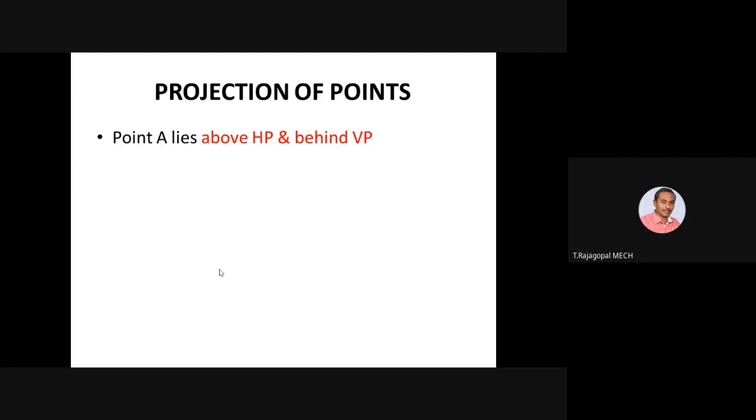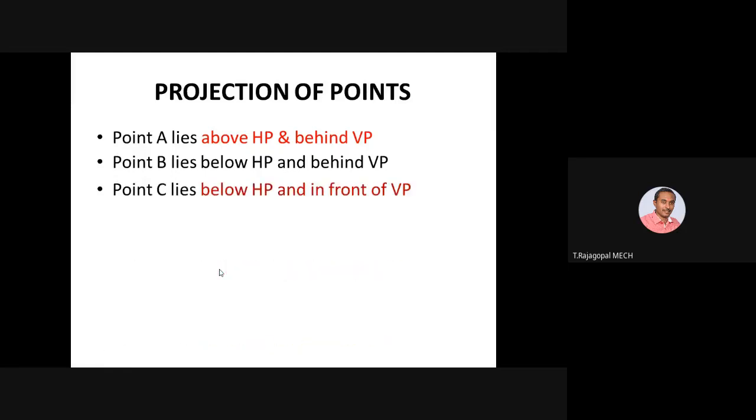So the point A lies above HP and behind VP. You can imagine above HP, there are two options: maybe in front of VP or behind VP. If it is behind VP, it means second quadrant. Then point B lies below HP but behind VP. Below HP you have two options again: behind VP or in front of VP. It is behind VP, which means third quadrant. Point C lies below HP in front of VP. Below HP in front of VP is quadrant number 4, fourth angle projection.